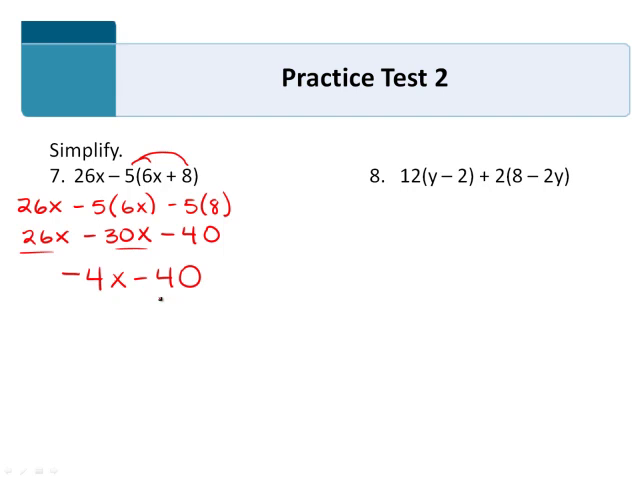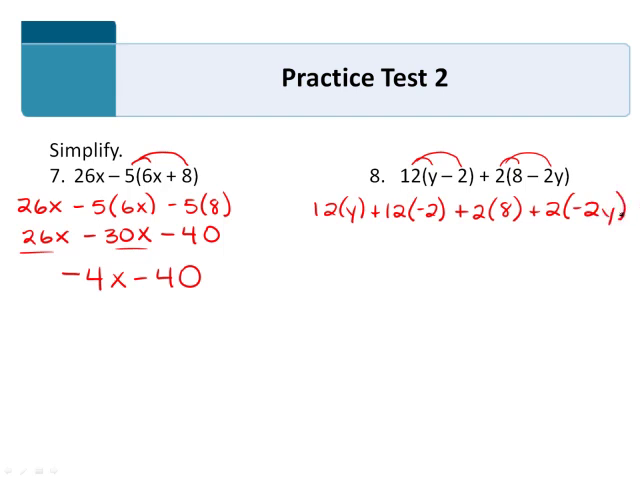Now, number 8, we're going to have to distribute 2 times. We're going to start with the 12 and distribute that, and then we're going to take the 2 and distribute that. So we have 12 times y, and that's a positive 12. So you write plus 12 times a negative 2, and then you go to the next set of parentheses, and that's a positive 2 times 8, and a positive 2 times negative 2y.